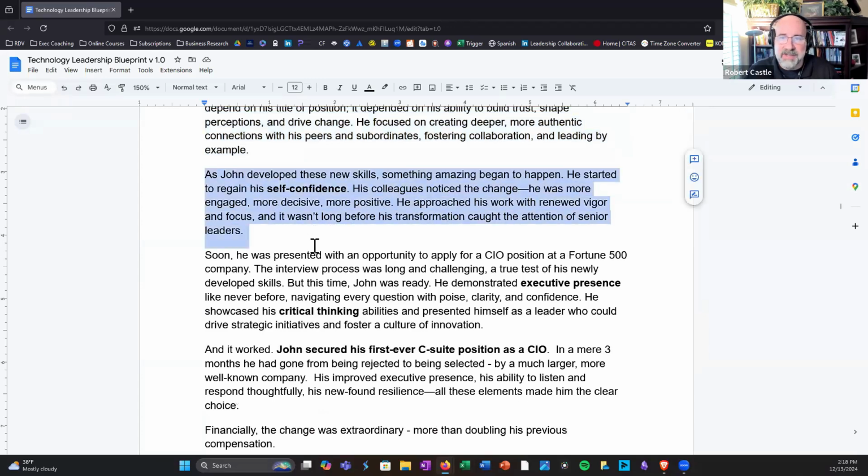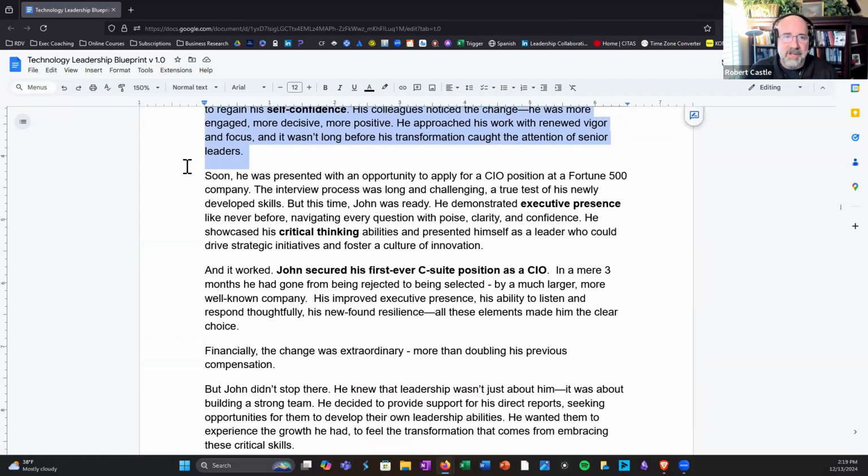As John developed these new skills, something amazing began to happen. He started to regain his self-confidence. His colleagues noticed the change, and he was more engaged, more decisive, more positive. He approached his work with renewed vigor and focus, and it wasn't long before his transformation caught the attention of senior leaders. Soon he was presented with an opportunity to apply for a CIO position at a Fortune 500 company.